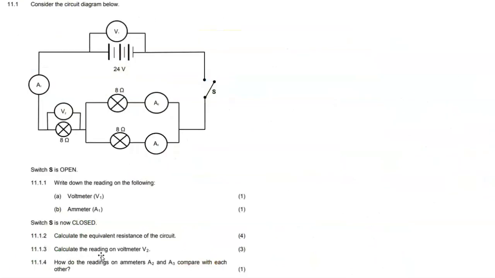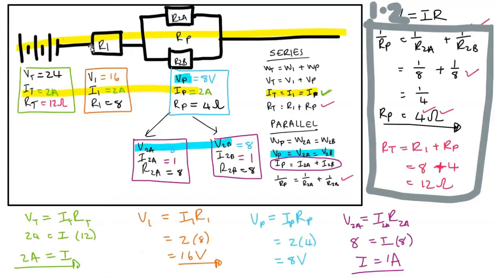Okay, the next one is calculate the reading on voltmeter V2. So voltmeter V2 is over this 8 ohm resistor, and I know we changed the subscripts a little bit, but you can see it's this value there, okay? And it's our orange little sum.